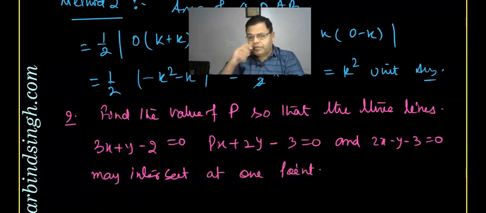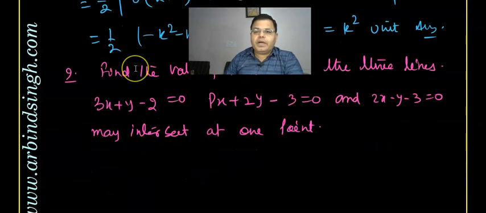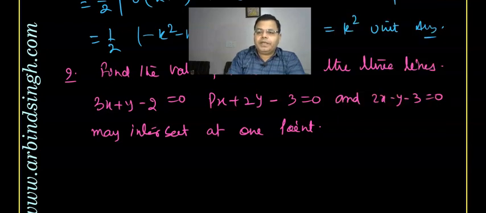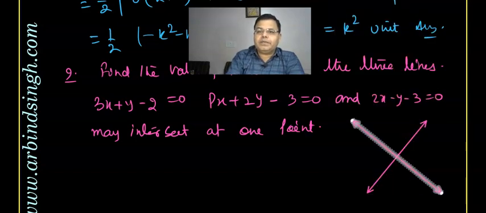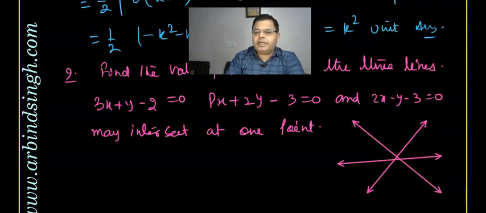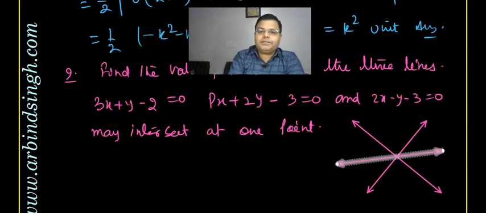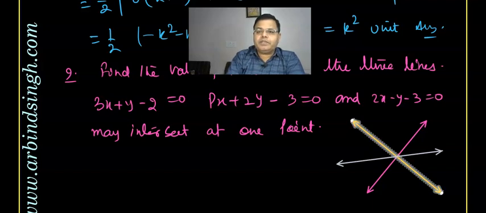There are two methods to solve this question. What is that? Here there are three lines we can think about: one is this, another is this one, and the third one is this one. If all three intersect at one point, then in that case you can take any two of these lines.